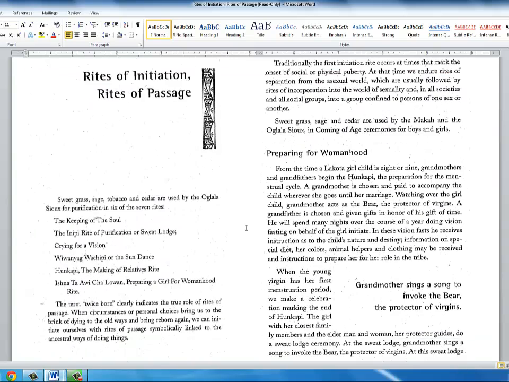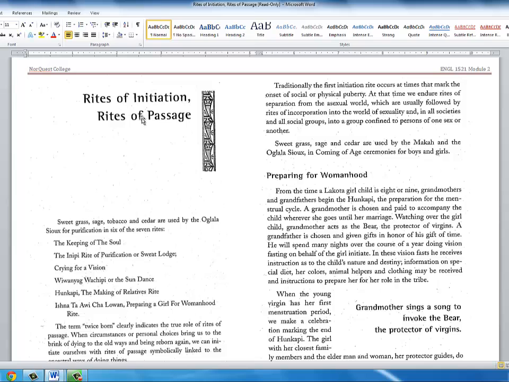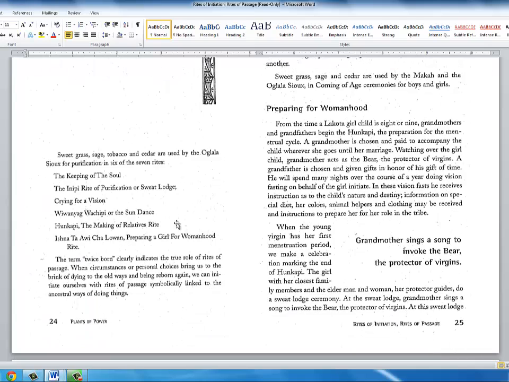So let's begin. Rites of Initiation, Rites of Passage. Sweetgrass, sage, tobacco, and cedar are used by the Oglala Sioux for purification of 6 of the 7 rites: the keeping of the soul, the Inipi rite of purification or sweat lodge, crying for a vision, Wiwanyag Wachipi or the Sundance, Hunkapi, the making of relatives rite, Ishna Ta'awi Cha Lowen, preparing a girl for womanhood rite.